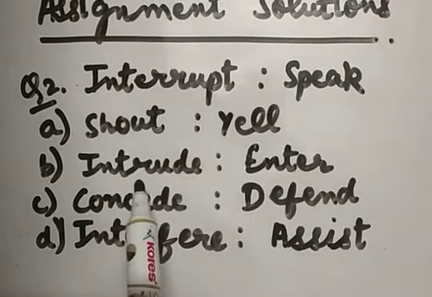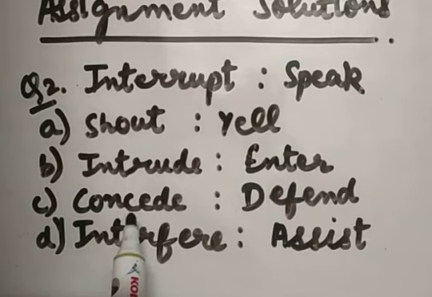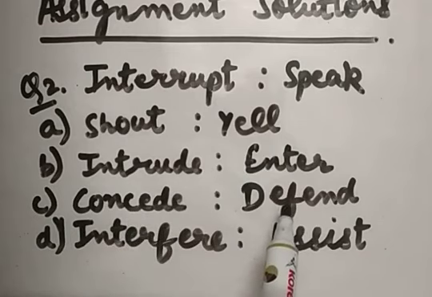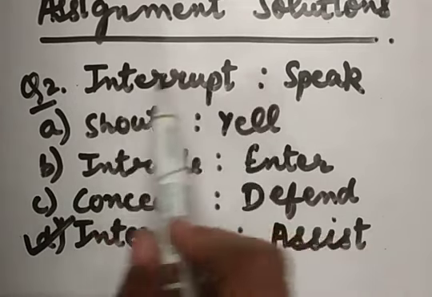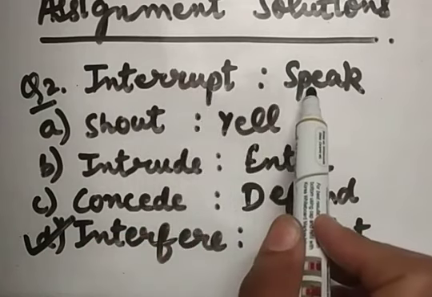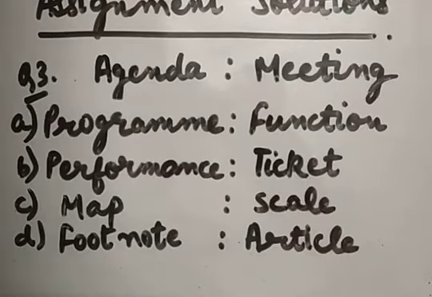Intrude, enter. The meaning of intrude is to enter without permission. Enter is to come or go. Concede means to admit that something is true. Defend is to protect somebody or something. Interfere and assist. Assist is the opposite of interfere. So the correct option is D option. They have opposite meanings. They are antonyms. So we will go with the D option. I hope this question is clear to you.